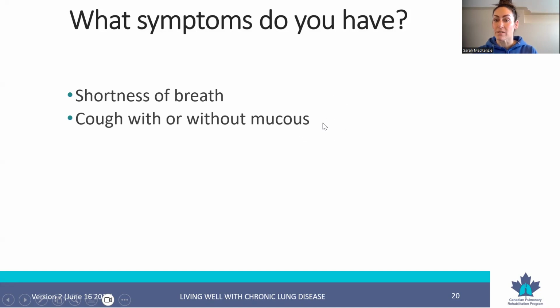Cough with or without mucus. So not everybody with lung disease coughs, and not everybody who coughs has mucus. So it's important to note if your normal day-to-day lung disease symptoms include either of these things. And we want to get really specific with this. So if you cough, what time of the day do you typically cough? Is it worse in the morning? Is it worse in the evening? Is it worse when you drink your coffee? Is it worse when you lie down flat?